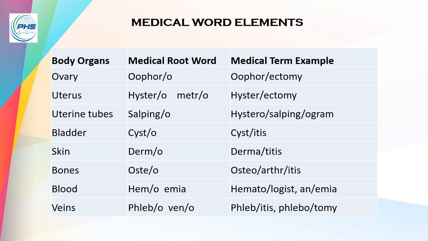Next, bladder. The medical root word is cyst, and the term example we can look at is cystitis, which is inflammation of the bladder.